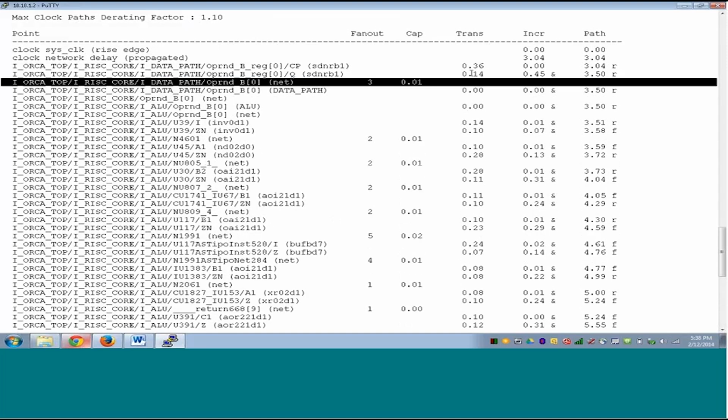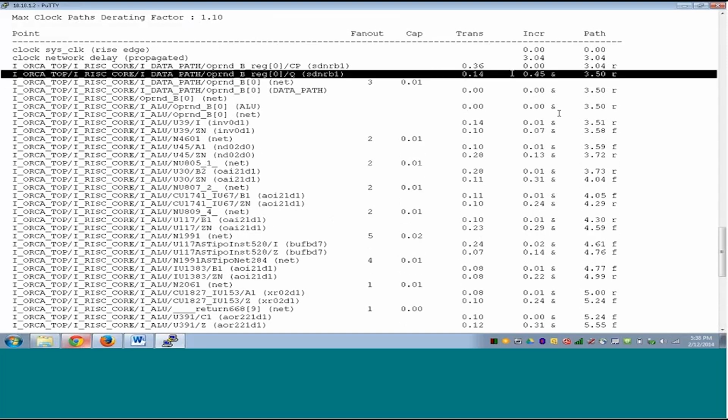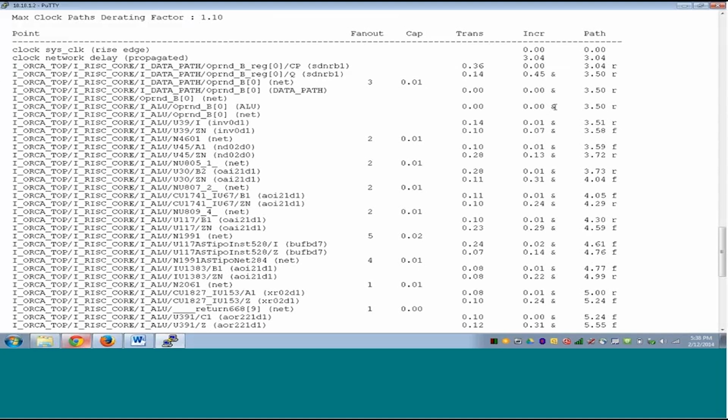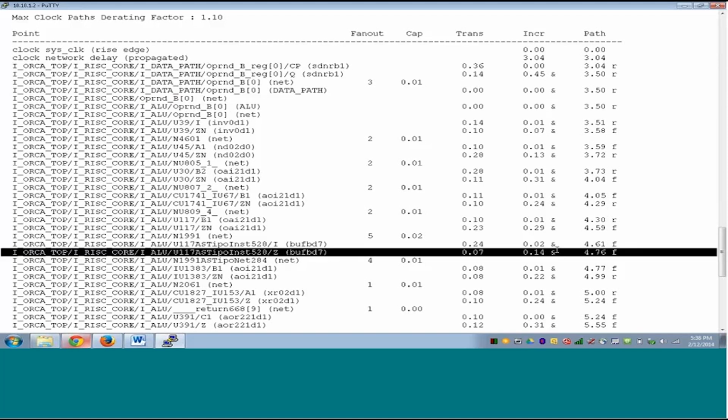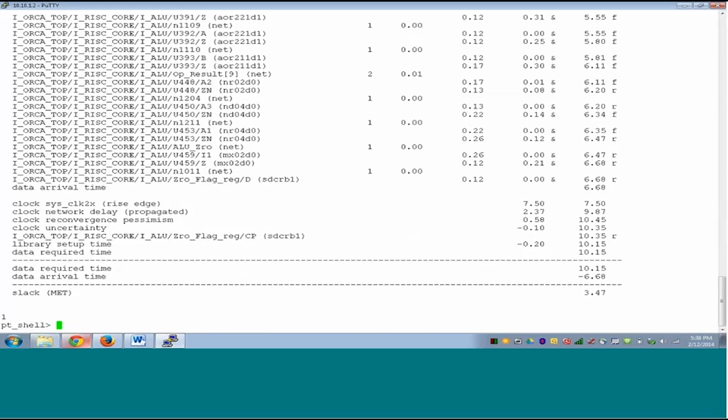Again, it will report transition and capacitance. If you are doing pre-layout, you will not notice this ampersand sign. This ampersand sign is only for post-layout. It tells you that RC is annotated for this, and PrimeTime is doing delay calculation based on that. So if you don't see an ampersand at some point, it means that PrimeTime is either doing wire load or not doing anything, so you have to investigate that.